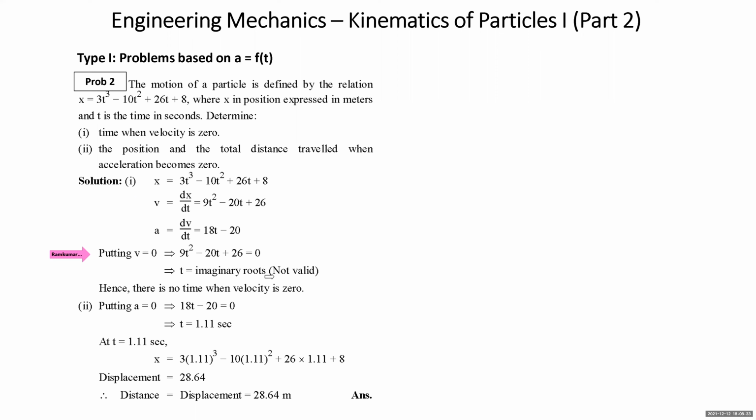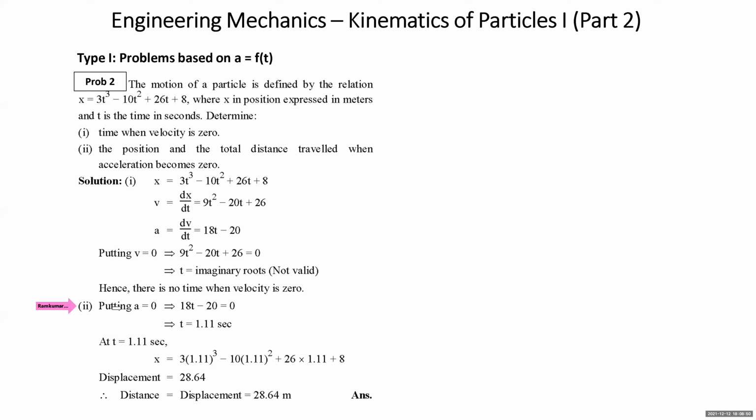You get imaginary roots. What do you mean by imaginary roots? That means there is no time period when velocity is 0, right? When we solve this quadratic equation, you get t as imaginary roots. Imaginary roots indicate that there is no time when velocity is 0.